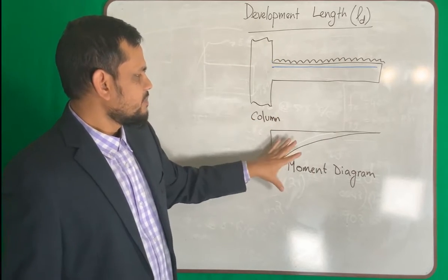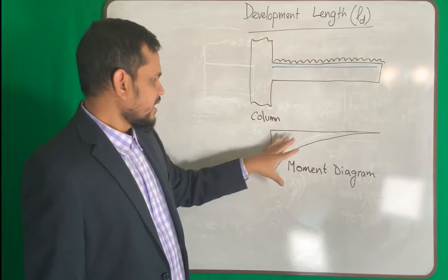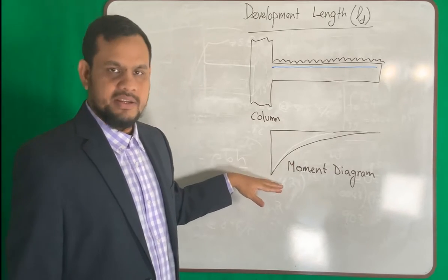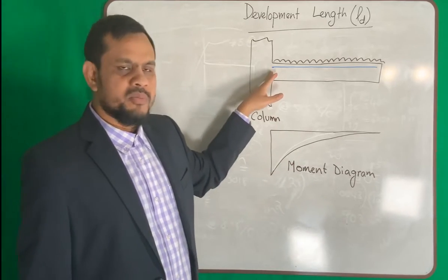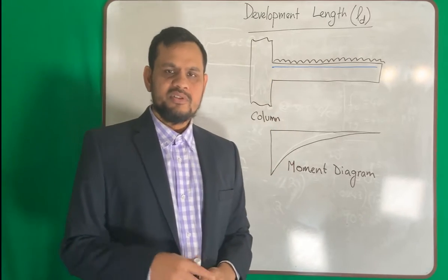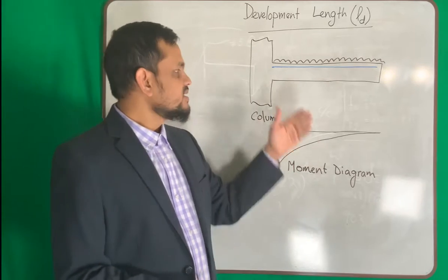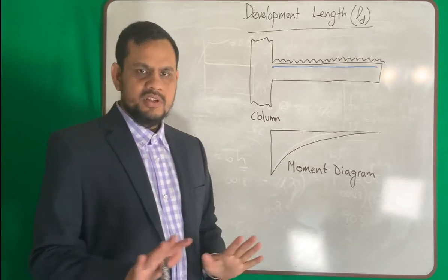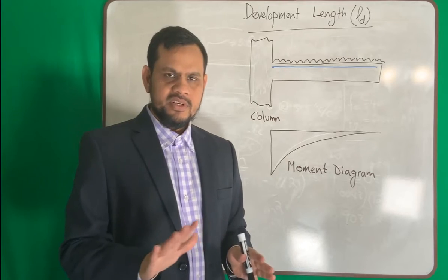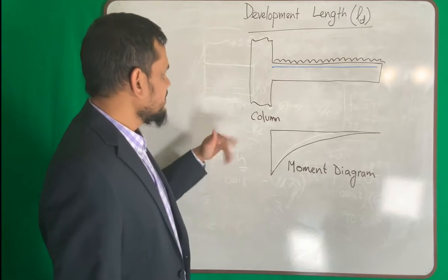The reason is my moment diagram is negative. So negative moments develop here. If positive moments develop, then we place the reinforcement at the bottom. So the placement of the reinforcement is not the question. The question is something else.